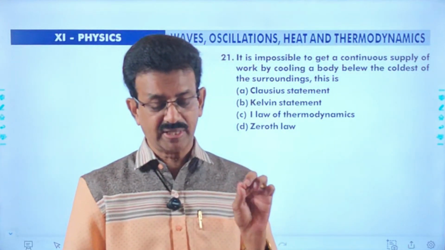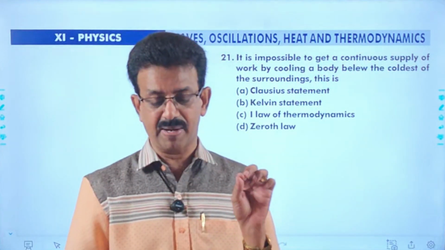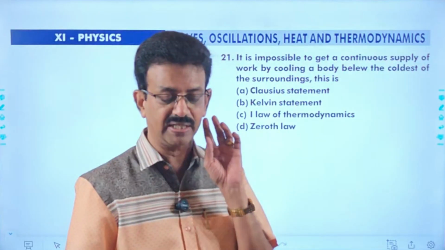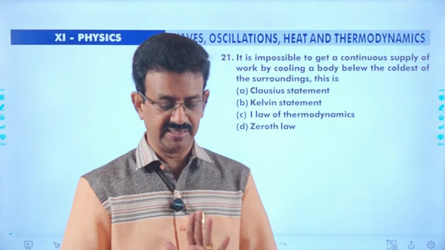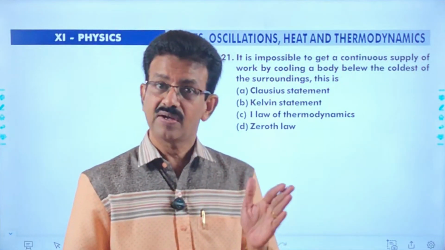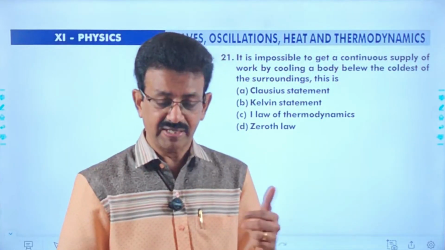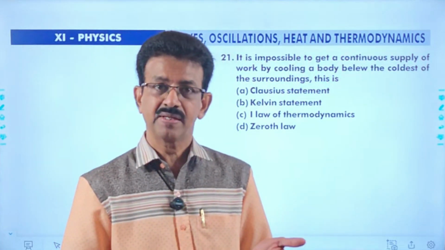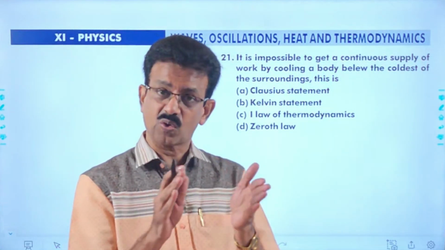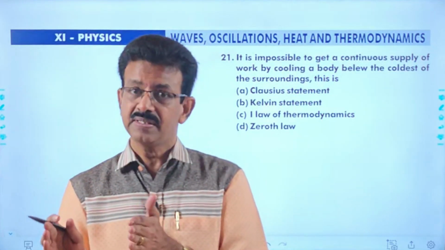It's impossible to get a continuous supply of work by cooling a body below the coldest of the surroundings. In the previous question, we discussed several statements. The second law has two statements, the Clausius statement and the Kelvin statement.